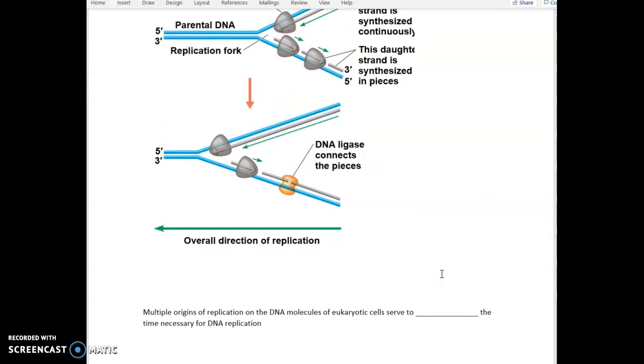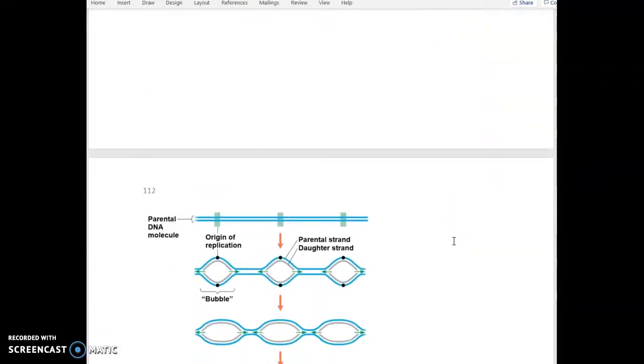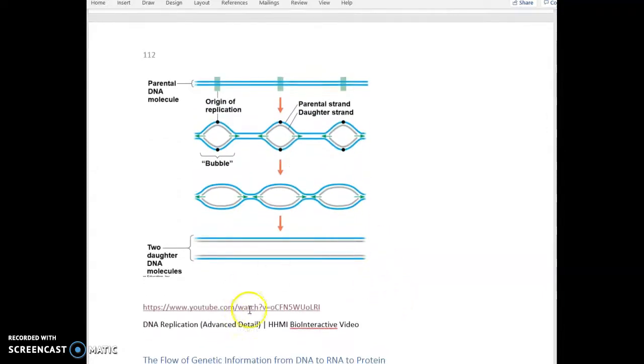Multiple origins of replication serve to shorten the time necessary for DNA replication. Chromosomes are very, very long, and by having multiple origins of replication, it speeds up the process. Okay, now I've got this video to watch.